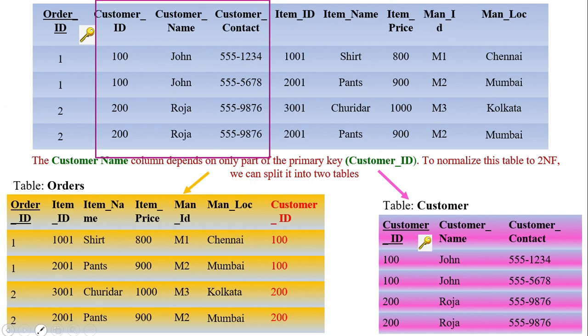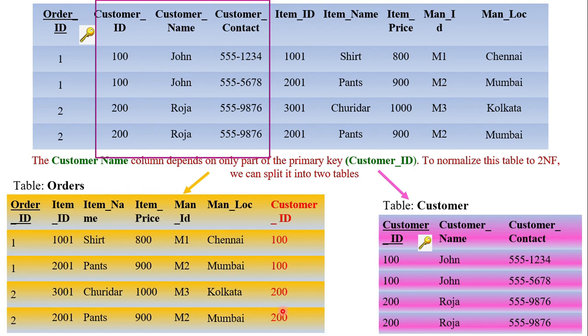Now check out the tables. Table 1 is customer ID, customer name, and customer contact. All these non-key attributes are fully functionally dependent on the customer ID, the primary key. Similarly, item ID, item name, item price, manufacturer ID, and location are fully functionally dependent on the order ID. Here you can see one more column, customer ID.